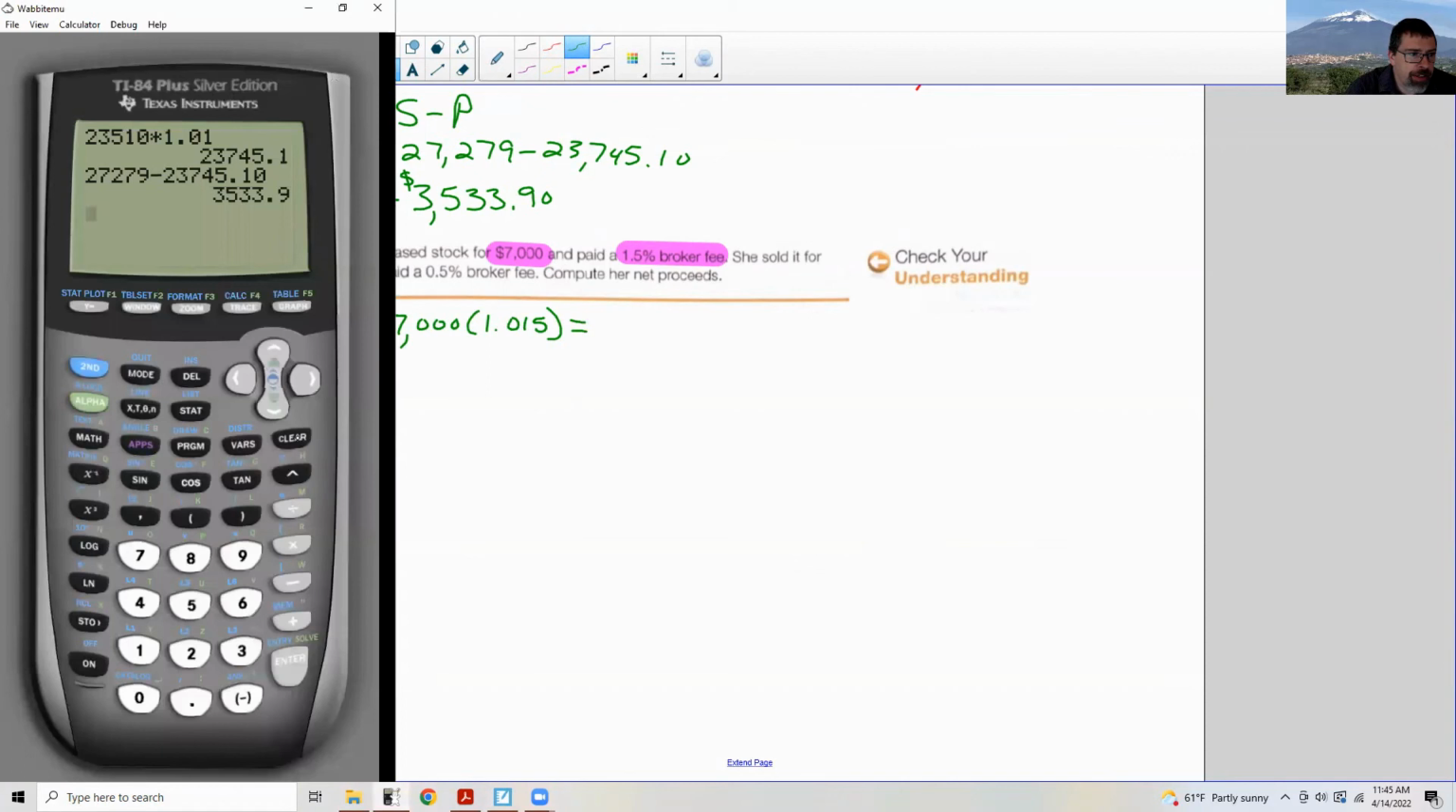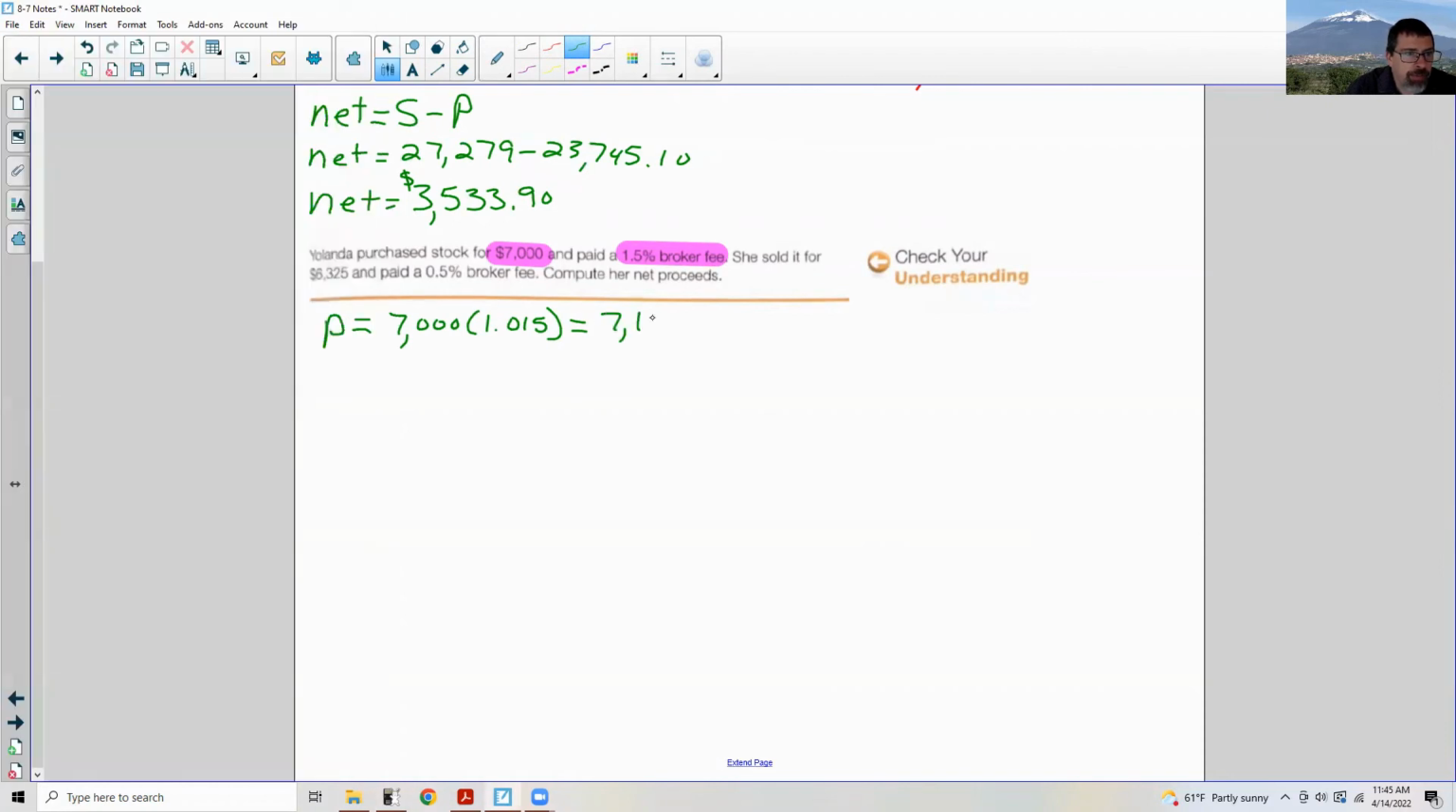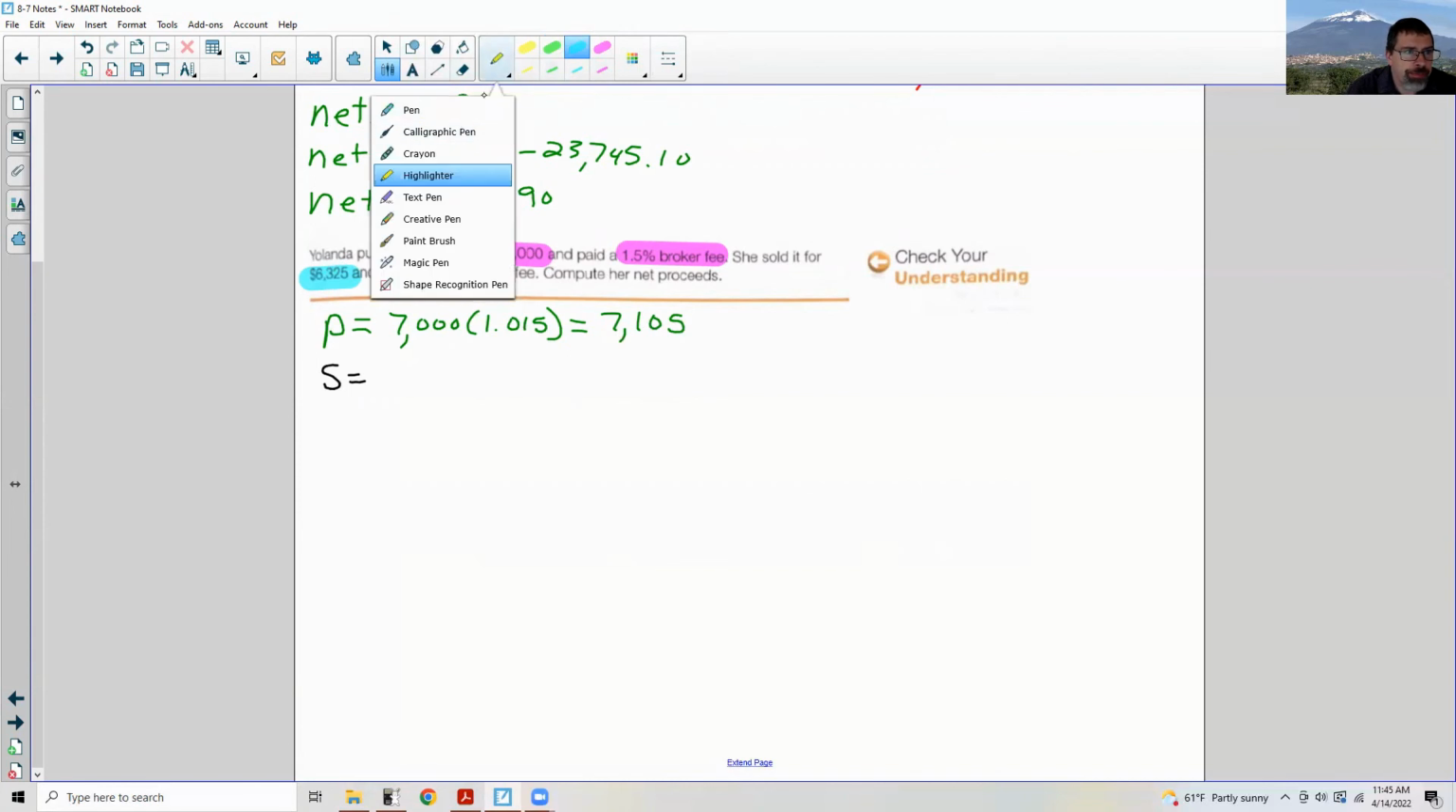So I go to my calculator. Let's just clear that last problem. 7,000 times 1.015 is $7,105. So it cost her $105 in commission since the stock's for 7,000. Okay, so 7,105 is what she purchased for, and she's going to sell it, and let me highlight it in a different color. She sold at $63.25, but she found a different broker who only charges 0.5% instead of 1.5%.